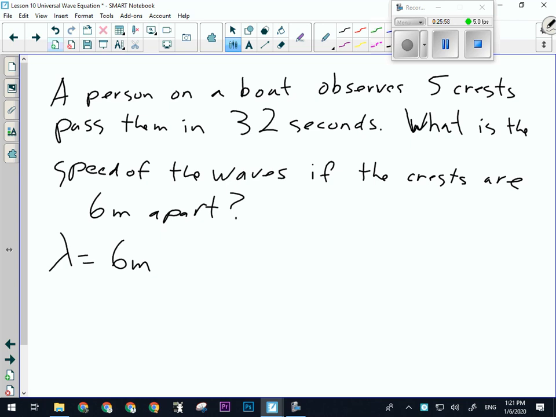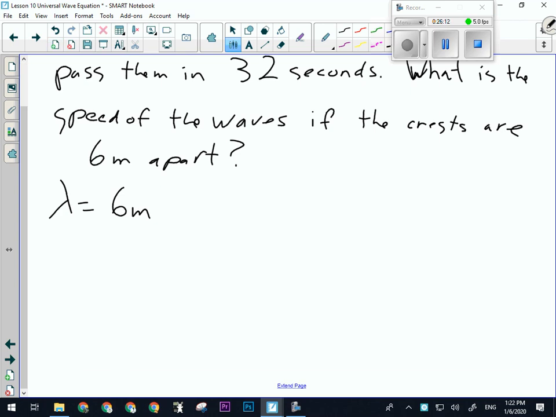But here's the mistake people will make. They'll assume the number of crests is the number of waves. It's not. And that's the trick that can creep in here. So I'm going to draw what 5 crests looks like for you.